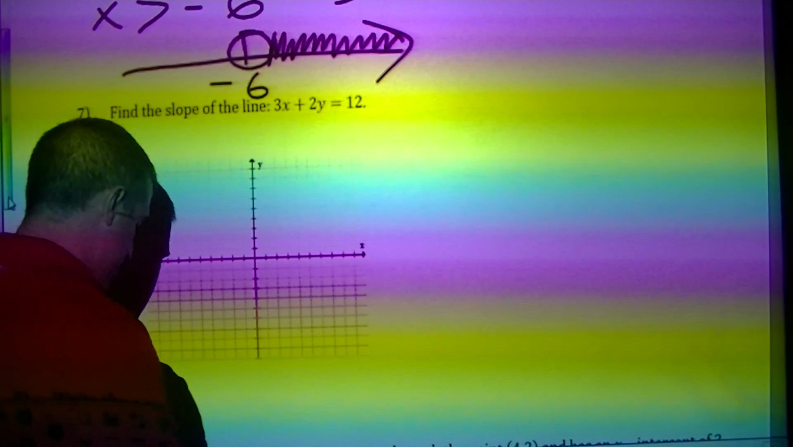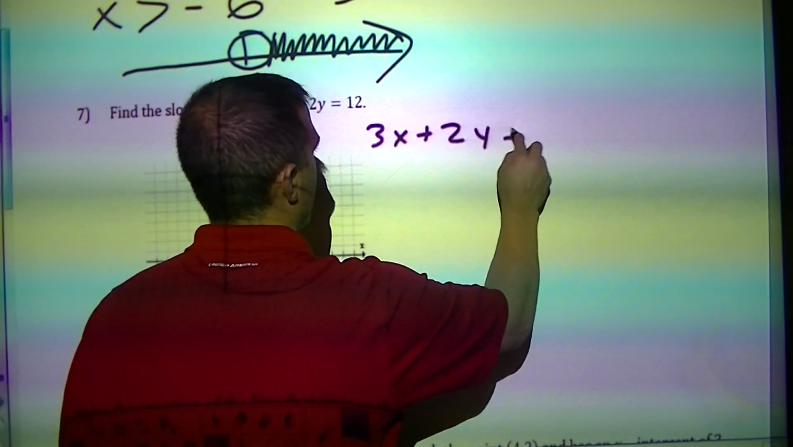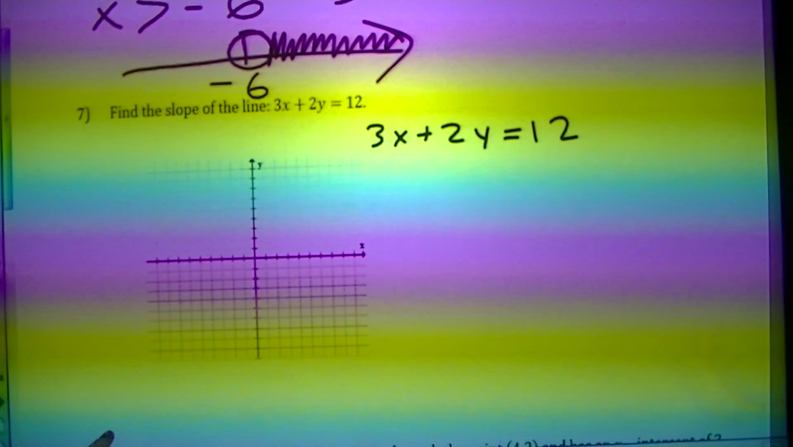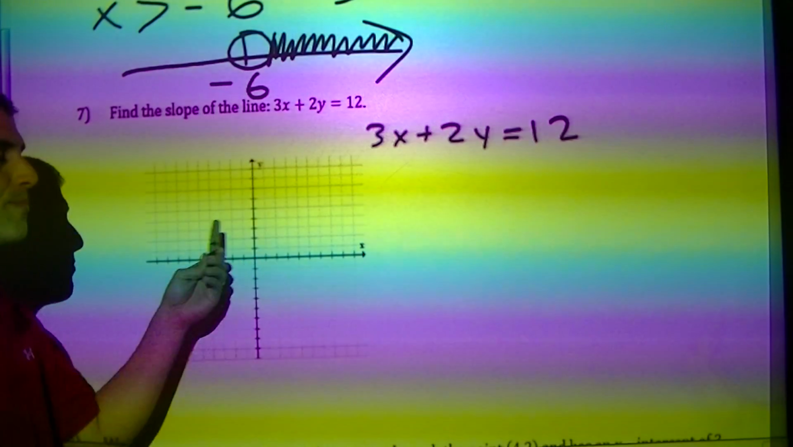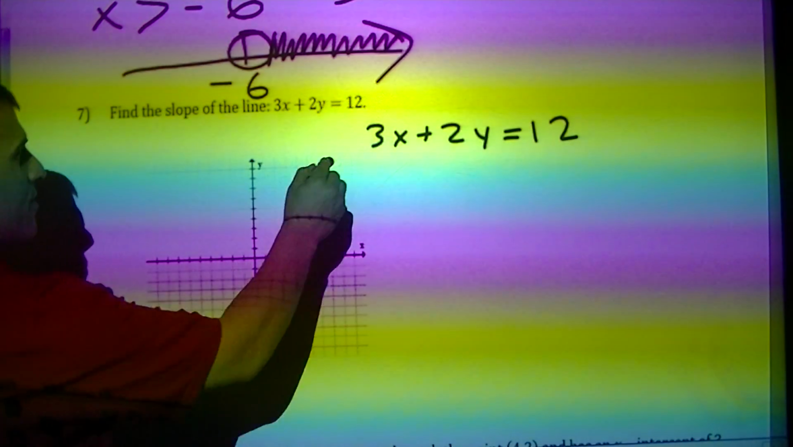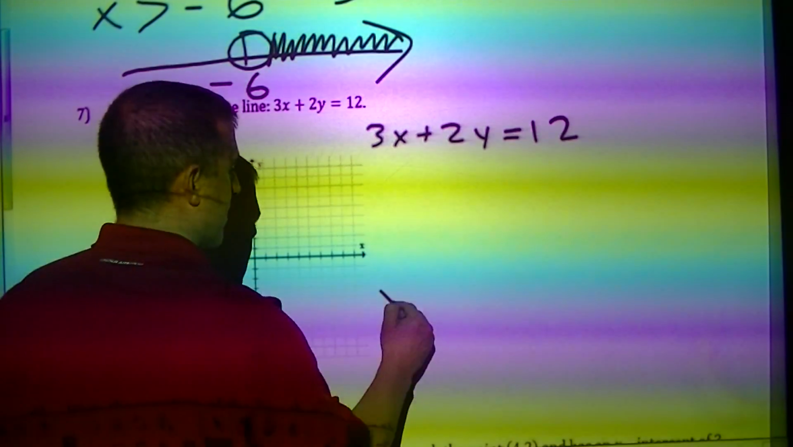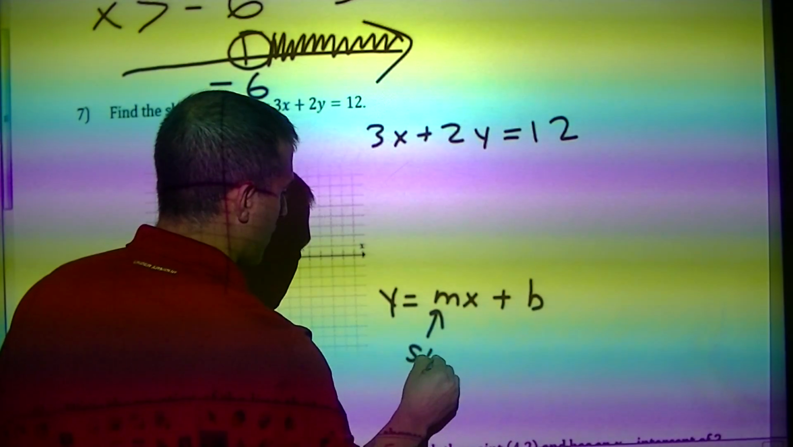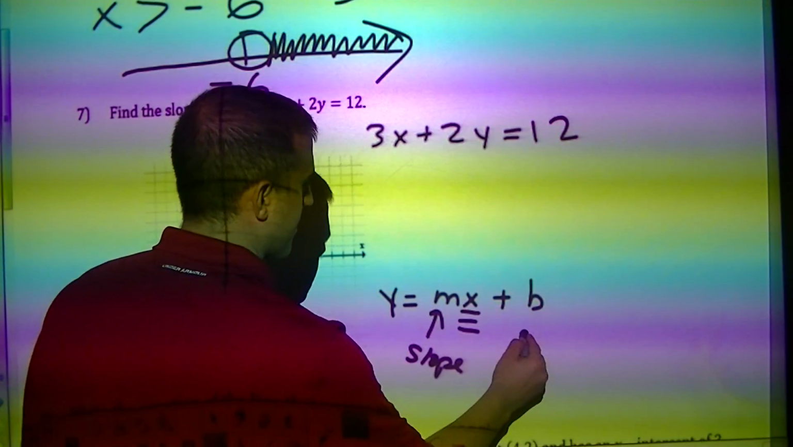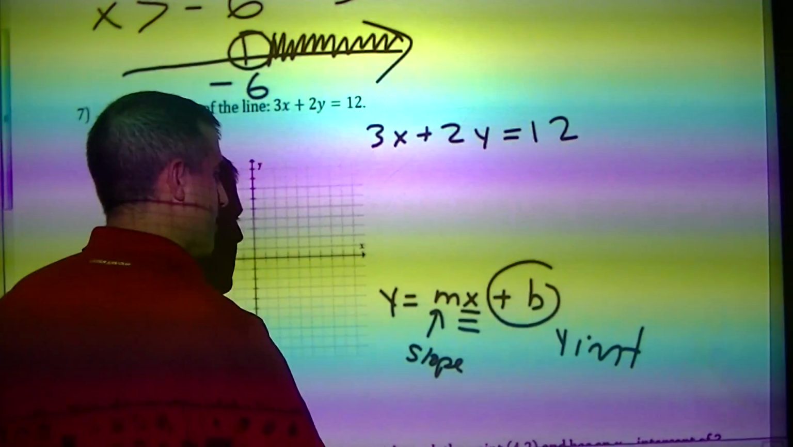Find the slope, 3x plus 2y equals 12. Now, you can do this a number of different ways. If you want to, you can find the intercepts here. Another thing you can do is move this over to this side. Because if I get y equals mx plus b, this is going to be my slope, the number next to x, and this other part is going to be my y-intercept. Okay, my y-intercept.